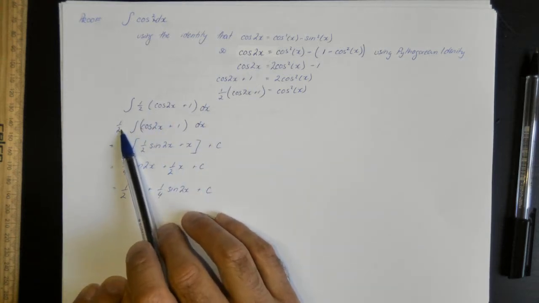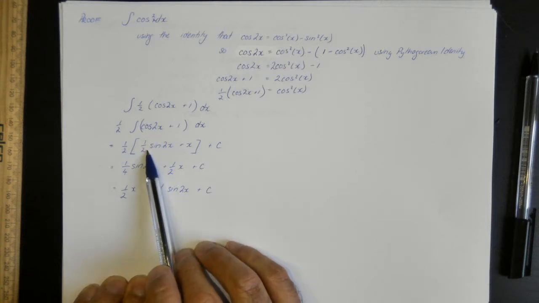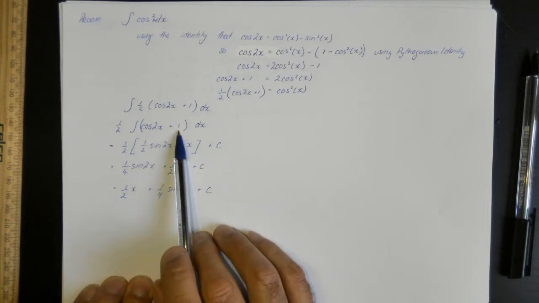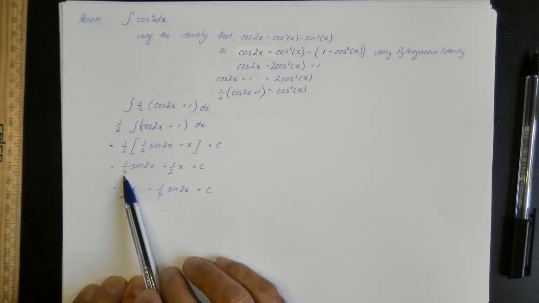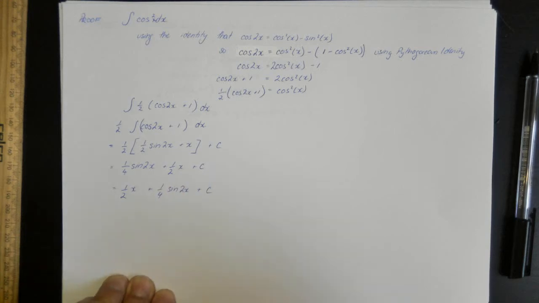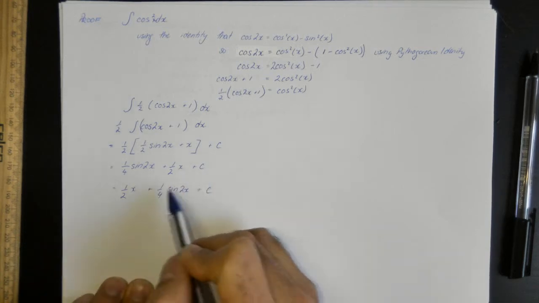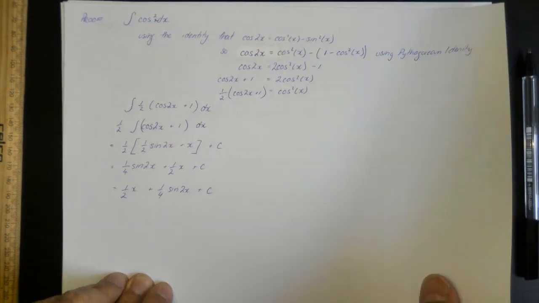Take out the factor of a half. The integral of cos 2x is going to be a half sine 2x. The integral of 1 is going to be x. Multiplying by that half, I get a quarter sine 2x plus a half of x plus c, and that fits into the formula, the same kind of method that we had.